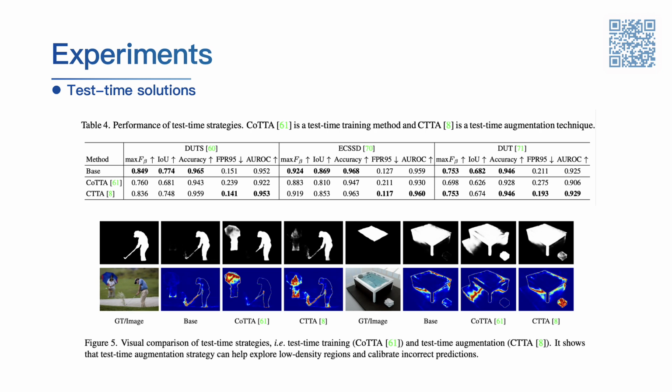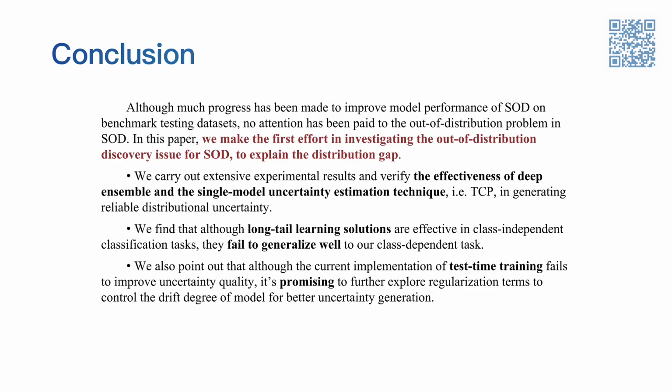To sum up, in this paper, we make the first effort in investigating the out-of-distribution discovery issue for salient object detection, to explain the distribution gap and draw some conclusions. Firstly, we verify the effectiveness of deep ensemble and the single-model uncertainty estimation technique in generating reliable distributional uncertainty. Secondly, we find the long-tail learning solutions fail to generalize well to our class-agnostic task. Finally, we also point out that the test time training strategy is promising to further explore regularization terms to control the drift degree of the model for better uncertainty generation.